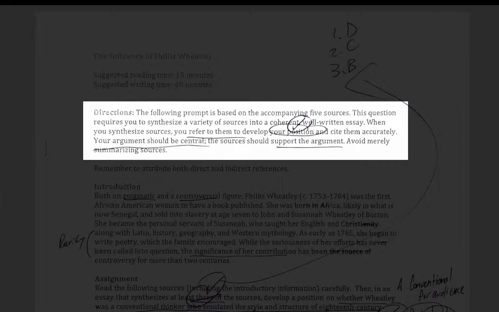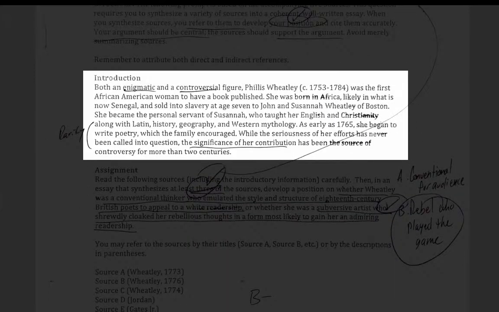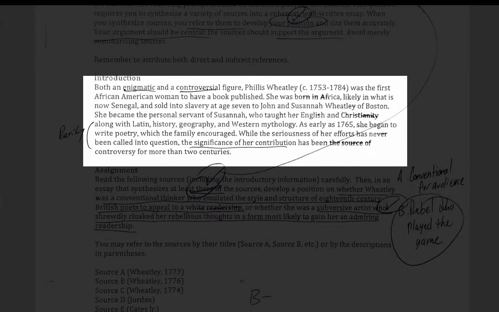There were some people, as I was reading through your synthesis essays, who spent some time summarizing the sources rather than using them to support their argument. In the introduction information, they give me some background information about Phyllis Wheatley. It was good information. I didn't need it all, and I'll talk about that as we get into our paper. So I annotated a couple things there, and a lot of my annotations were under the actual assignment.